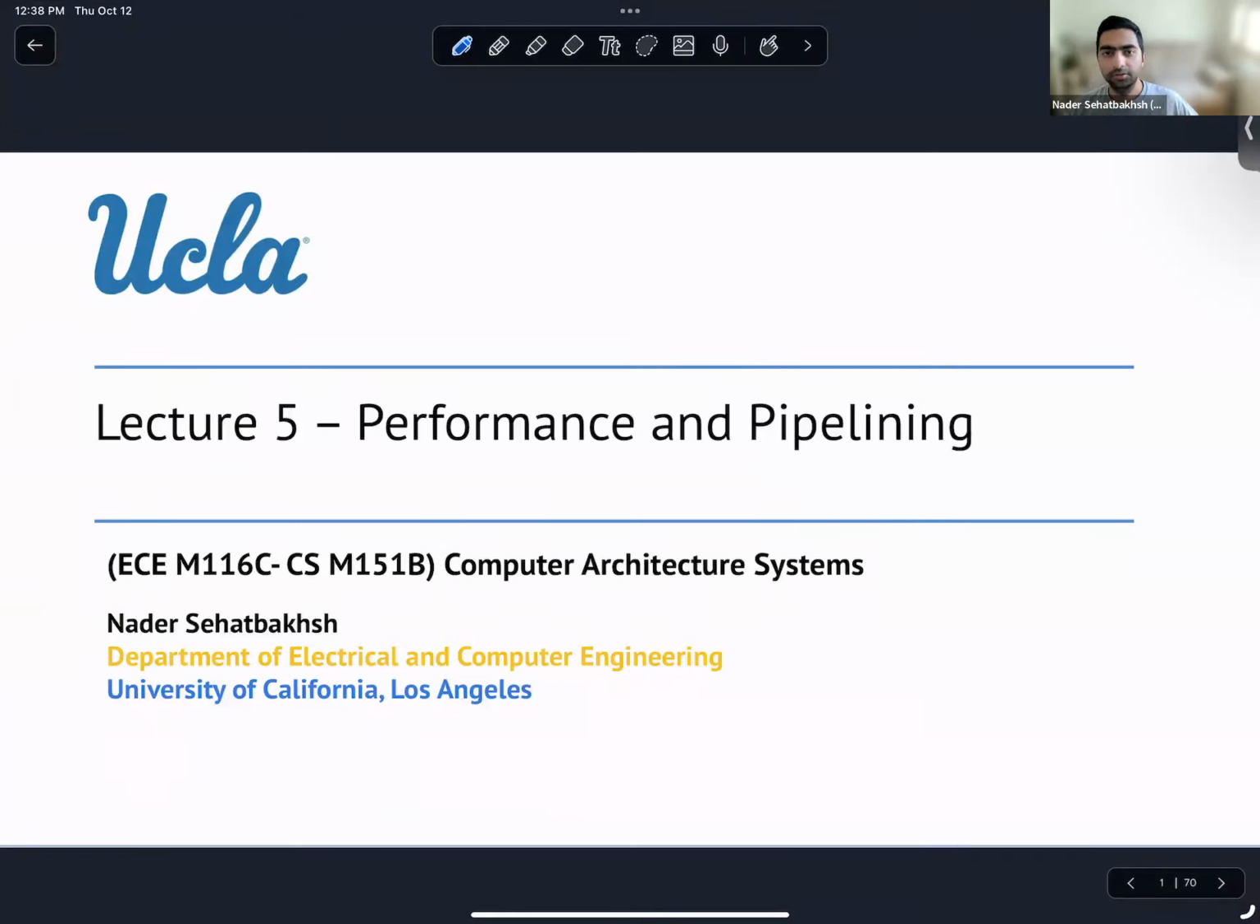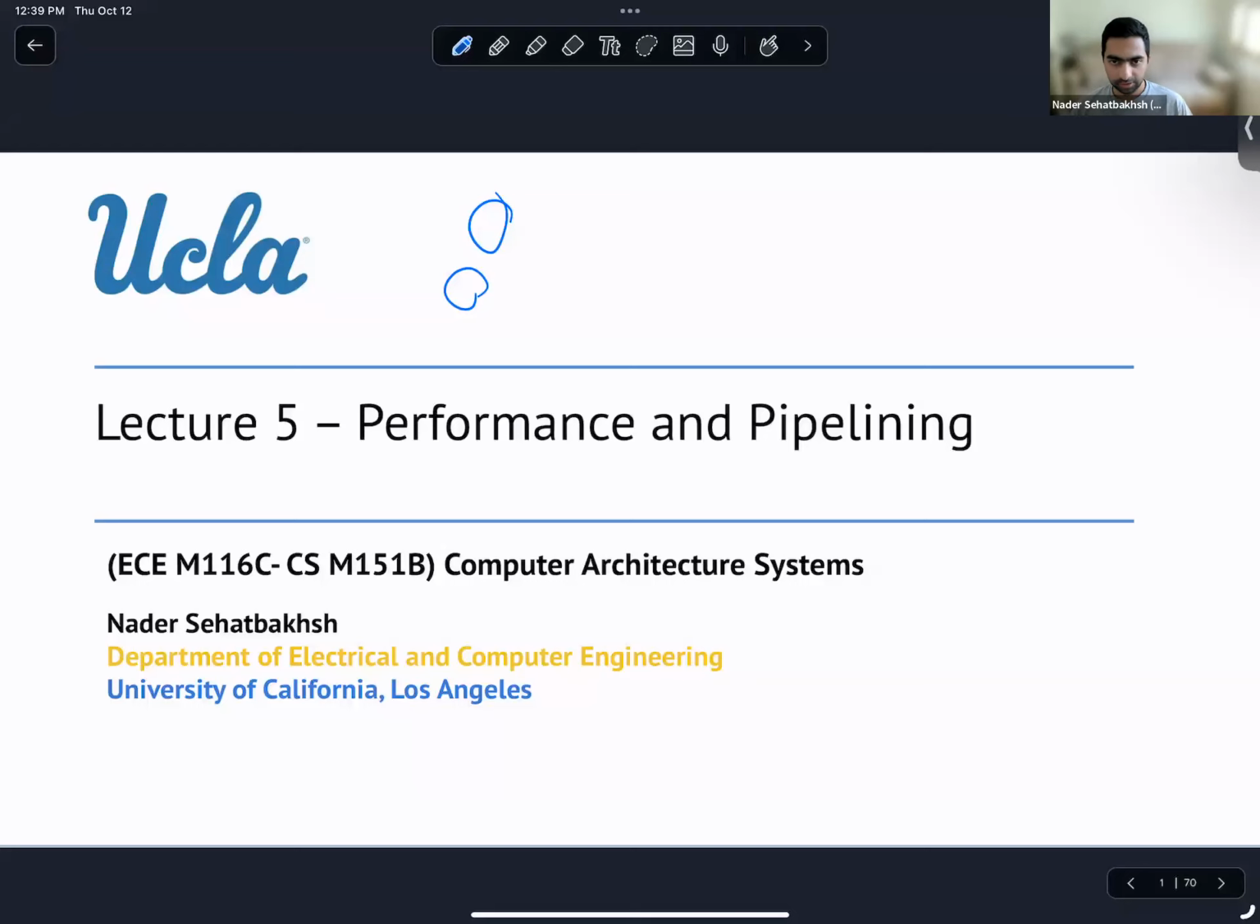So now that we have learned about designing the data path and the controller, let's actually think about how well this works. Did we do a good job of making as fast a design as possible? Actually, how do we even measure how fast this data path is? How can we make it better, and so on and so forth?